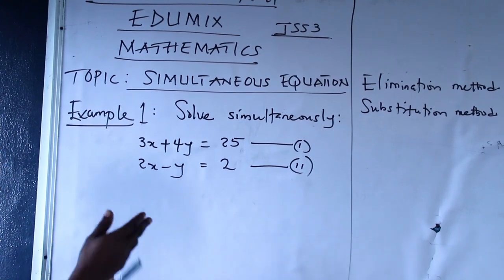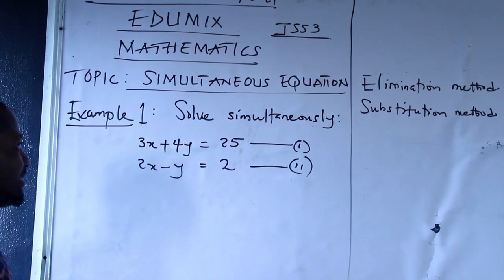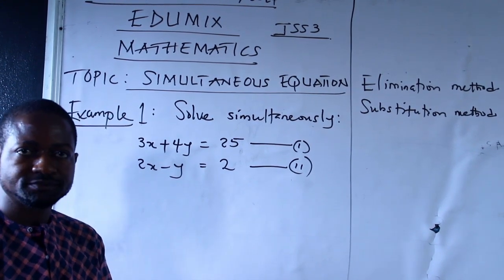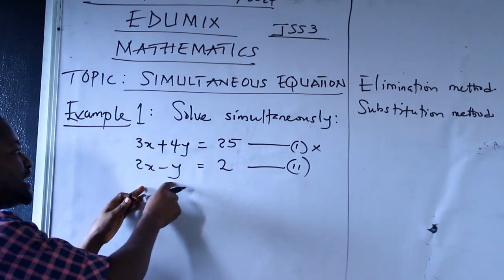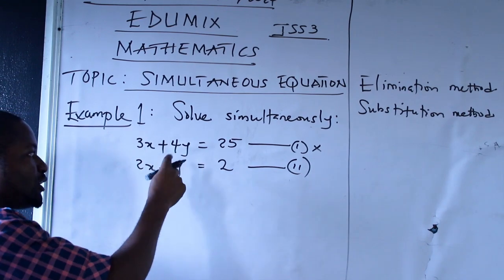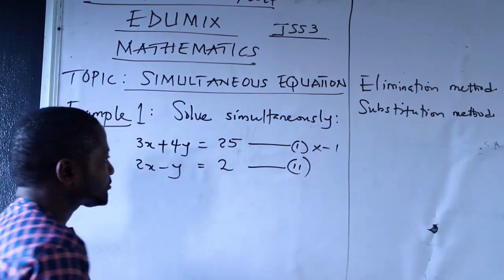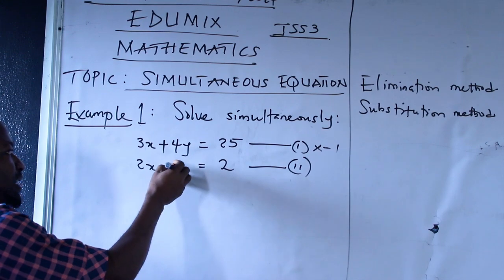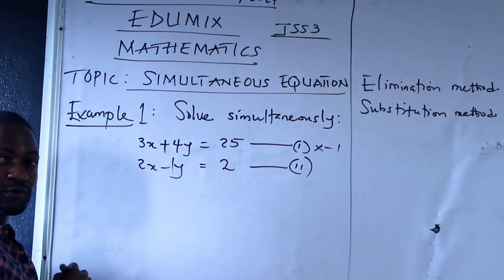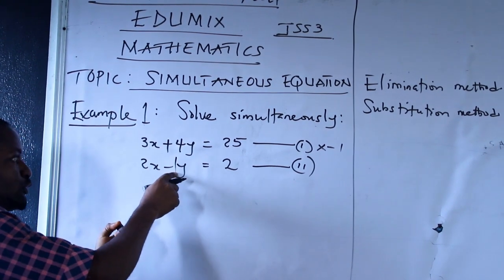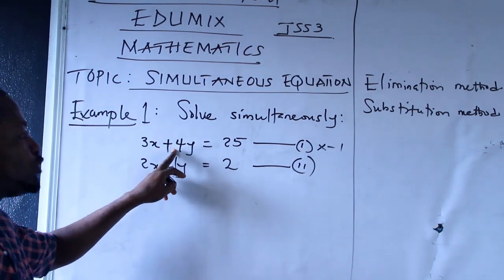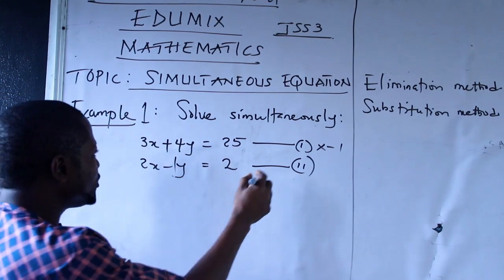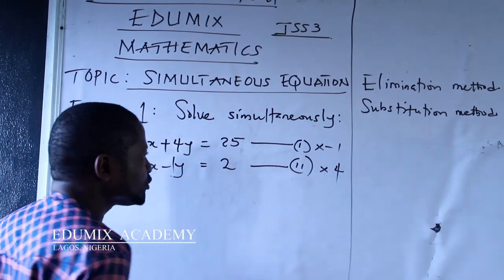So, how do I make them balance? Now, as it is now, I've decided that I want to eliminate y. That means I'm going to multiply equation 1 by the coefficient of y in equation 2. The coefficient of y in equation 2 is minus 1. You know, in mathematics, when you write minus y, there's an invisible 1 here. So the minus 1 here multiplies the whole of equation 1. Then the coefficient of y in equation 2, which is plus 4, multiplies the whole of equation 2.